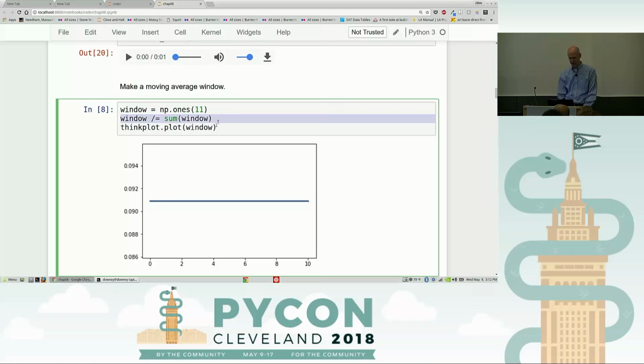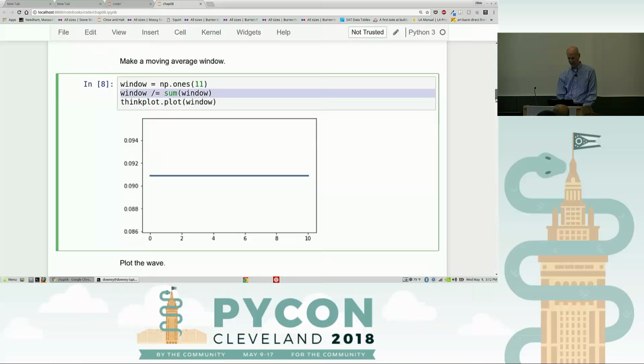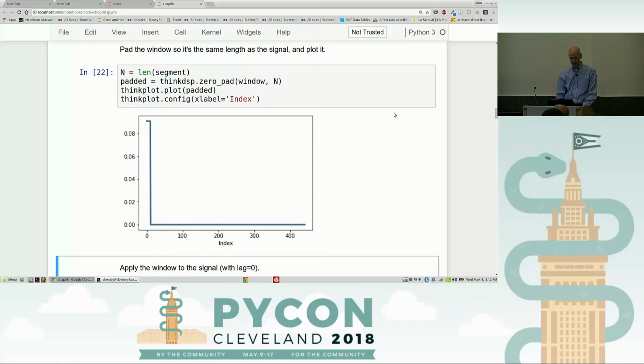So this is a flat line between 0 and 10, so it has 11 elements in it. And then here's what my wave looks like. Now, I'm going to take my window and pad it with zeros. I'm adding a whole bunch of zeros to it. So the first 11 points are the same as what we were just looking at a minute ago, but now it's got a whole bunch of zeros. Those are there so that the window and the signal are the same length, which is why I can multiply the two of them together.